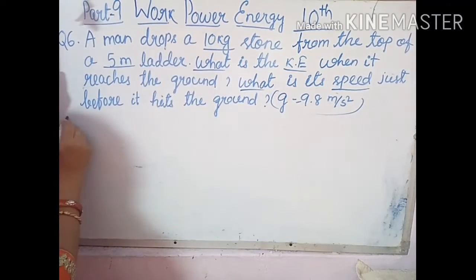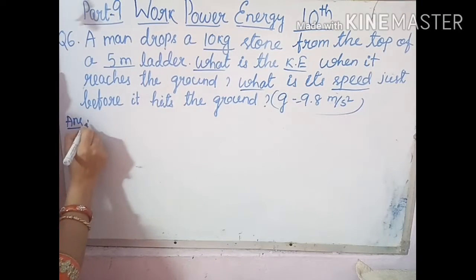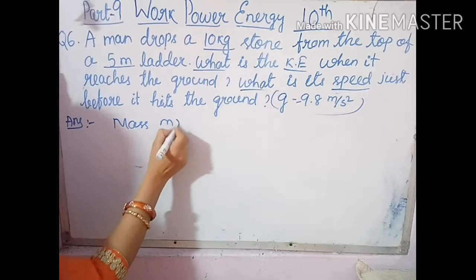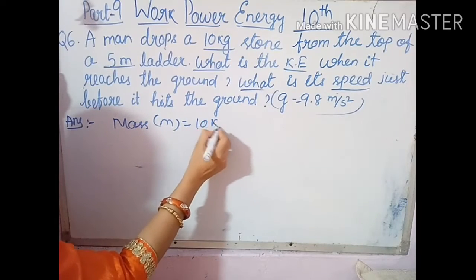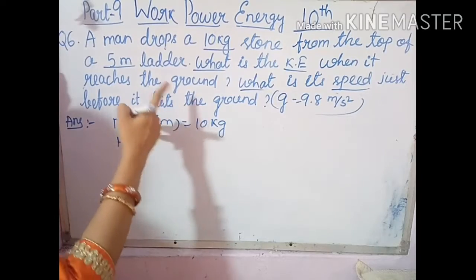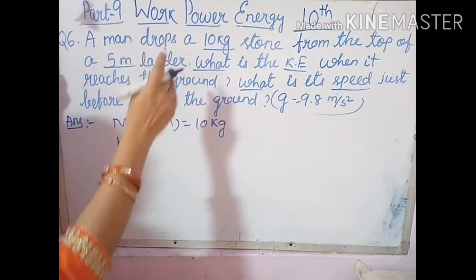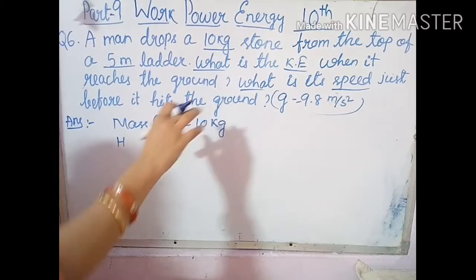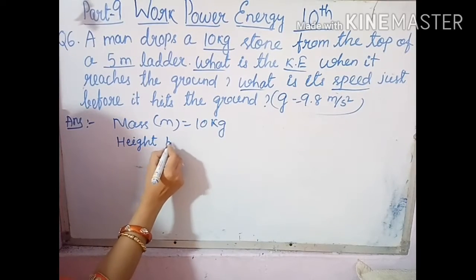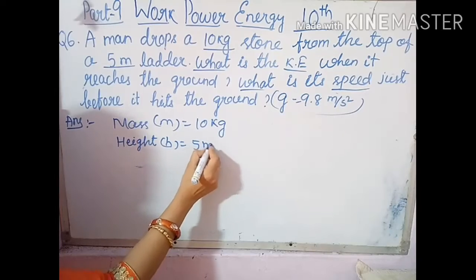First of all, let's write the given things. 10 kg, you know that one. Every time I am telling, mass m equal to 10 kg. Now the 5-meter ladder, it is also the ground, and all are related to the acceleration due to gravity. So here you can put height. Height h is how much? That is 5 meter.